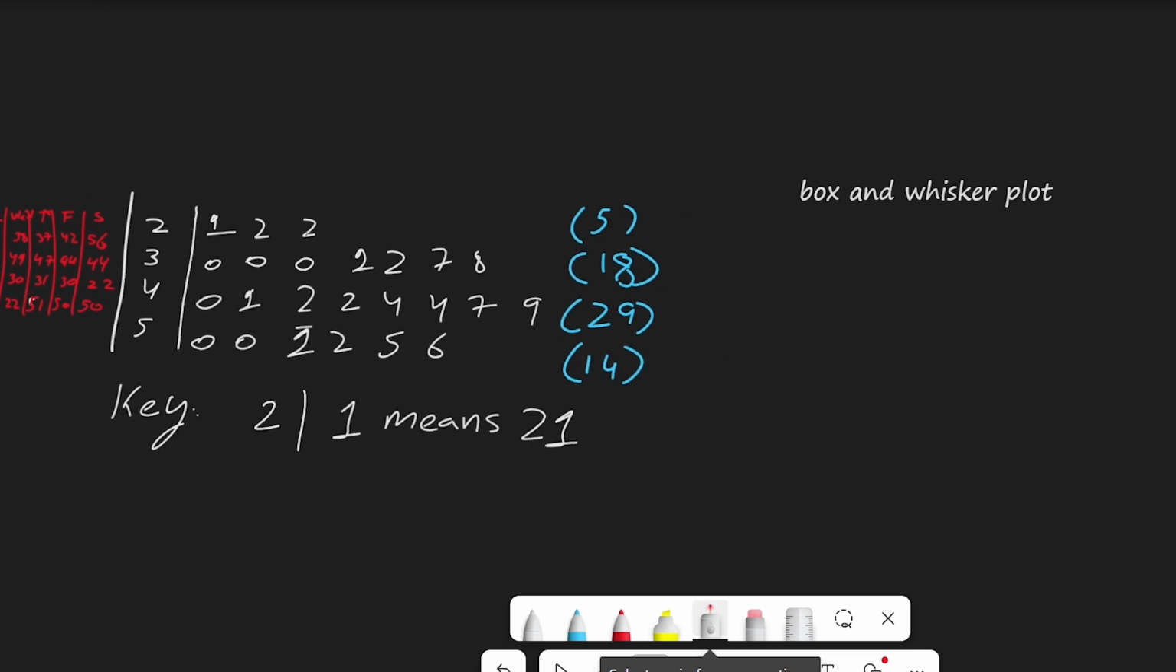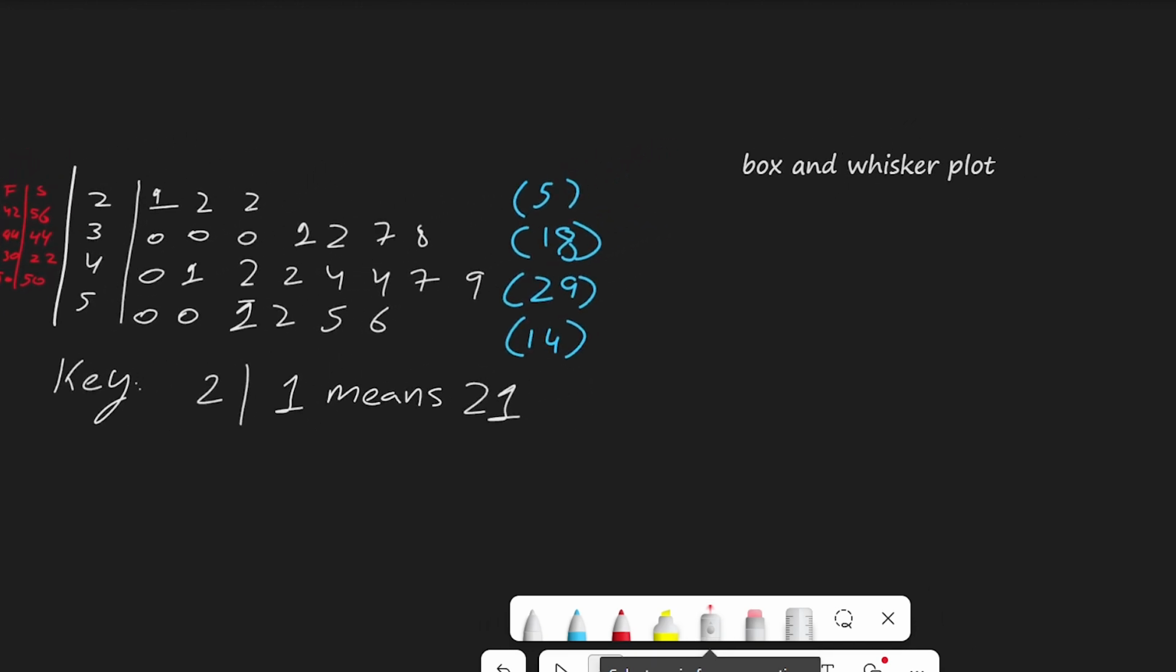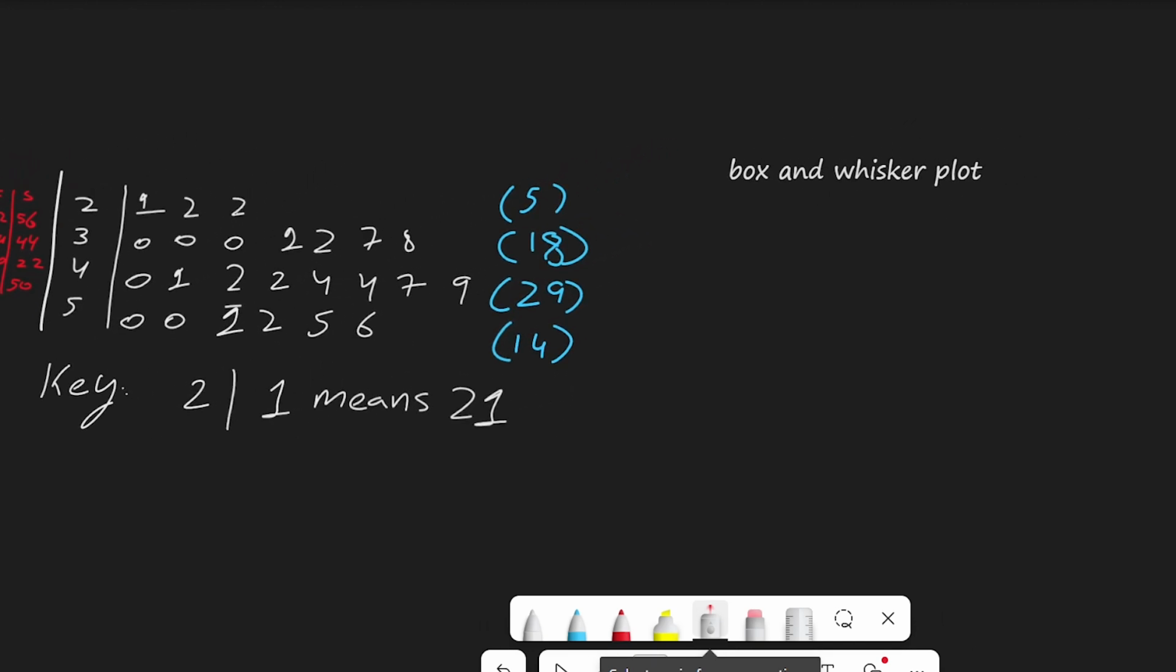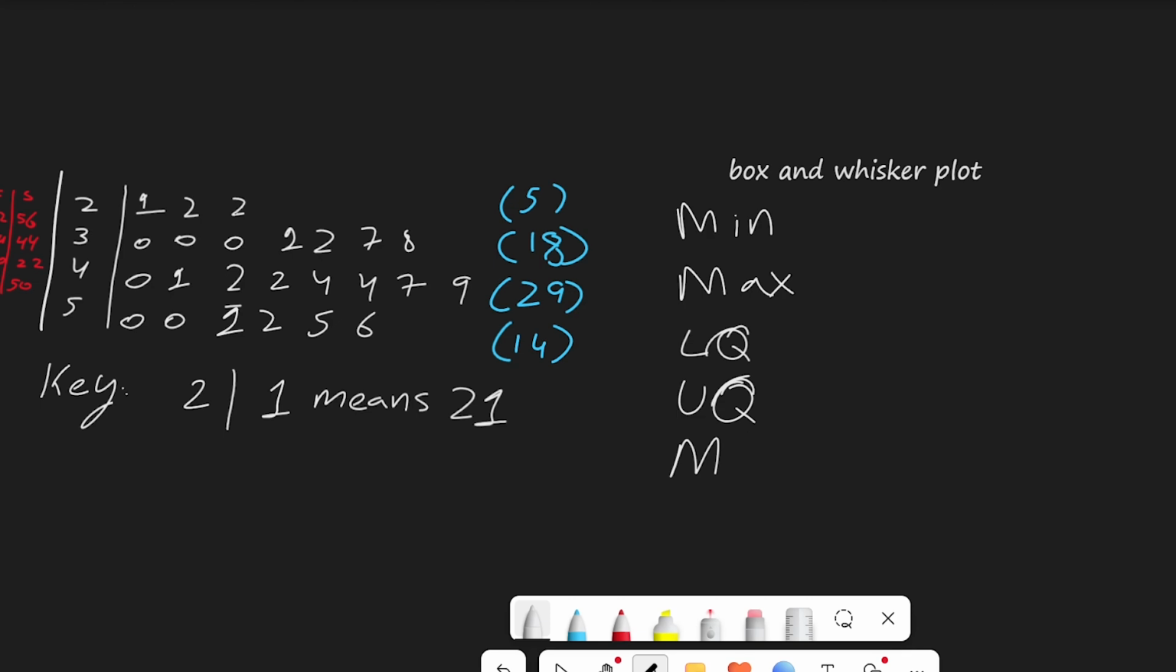So, what is meant by a box and whisker plot? A box and whisker plot has basically five values. Okay, it has minimum, maximum, then we have lower quartile, upper quartile, and median. Okay, these five values compose the box and whisker plot.